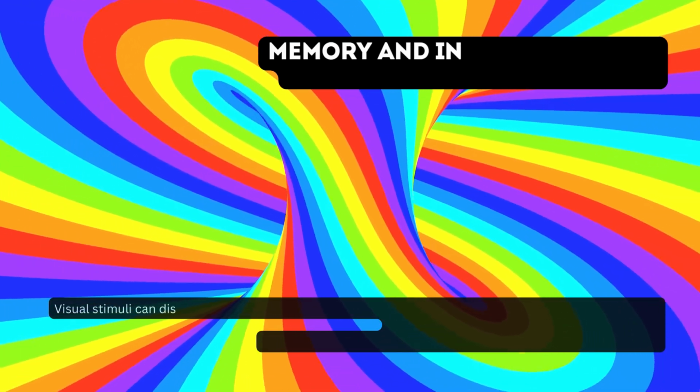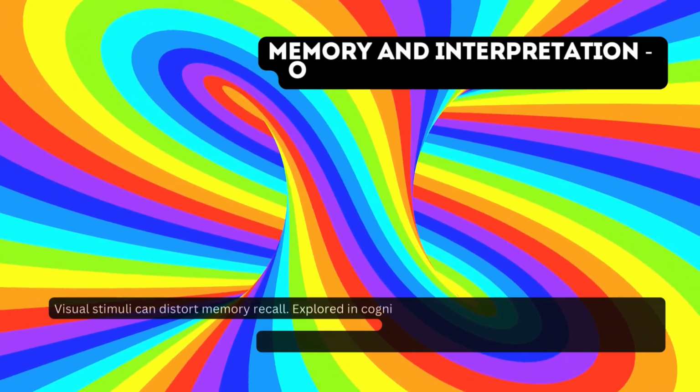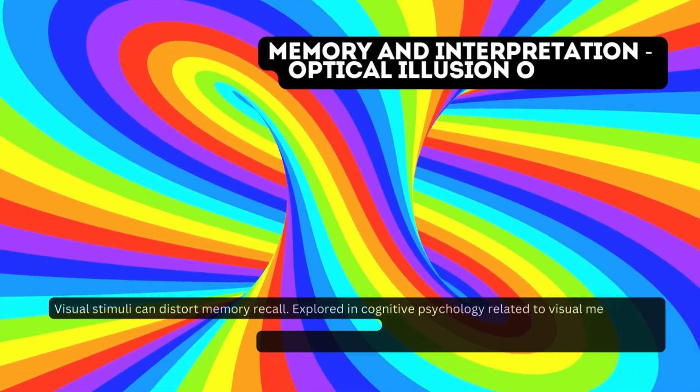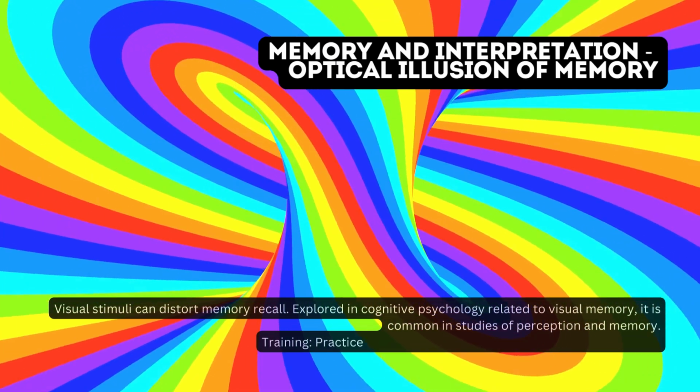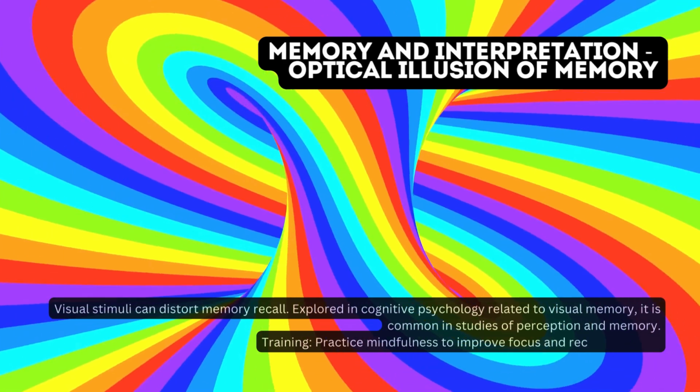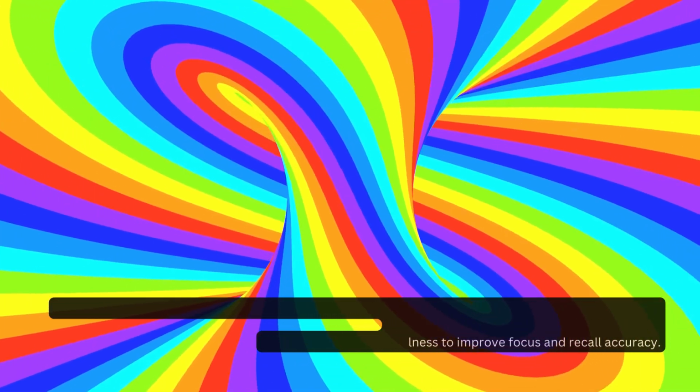Optical illusion of memory: visual stimuli can distort memory recall. Explored in cognitive psychology related to visual memory, it is common in studies of perception and memory. Training: practice mindfulness to improve focus and recall accuracy.